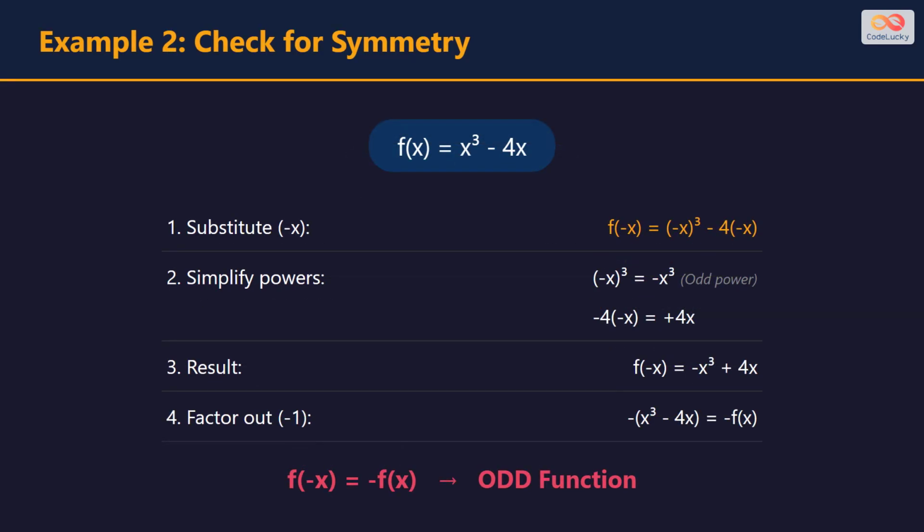Now let's look at f of x equals x cubed minus 4x. We substitute negative x, and because the powers are odd, the signs flip. We get negative x cubed plus 4x. If we factor out a negative one, we see this is exactly the negative of our original function. Thus, it is an odd function.